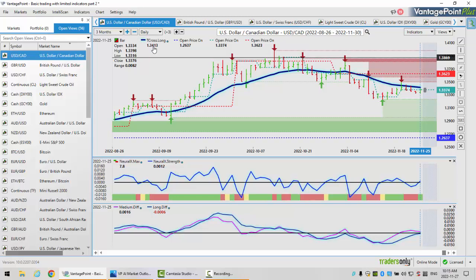T-cross long 134.13. The indicators are again turning slightly bullish. We've got our medium-term, long-term predicted difference trying to get above the zero line. The neural index strength is pointing higher.